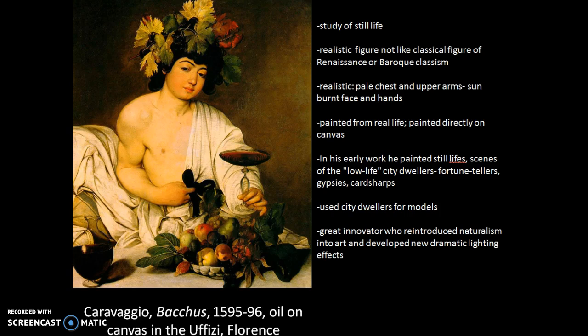In his early work, he paints still lifes or scenes of low lives, city dwellers, fortune tellers, gypsies, and card sharks. He uses city dwellers or common people to play the roles of mythological figures, like we see here, or musicians. The figures tend to be large and brightly lit in a shallow picture plane, just like we're seeing here.